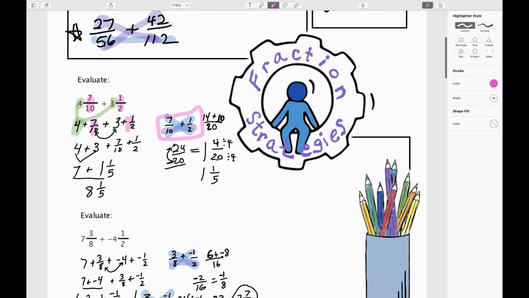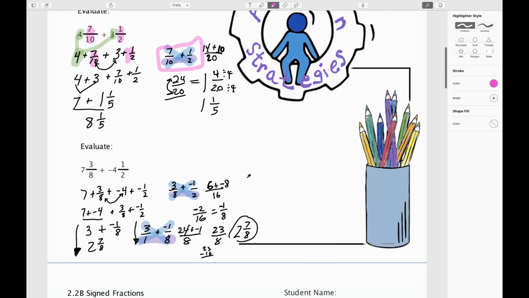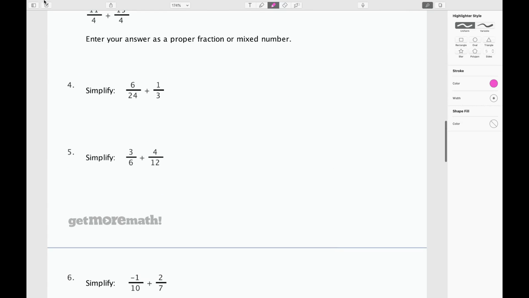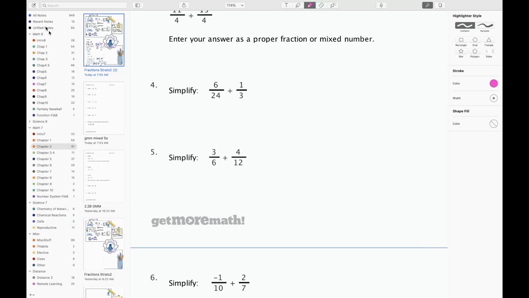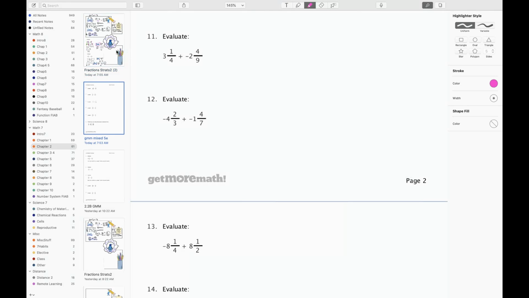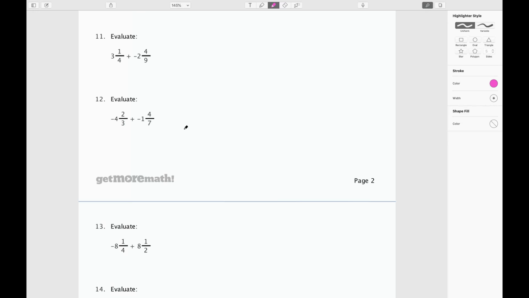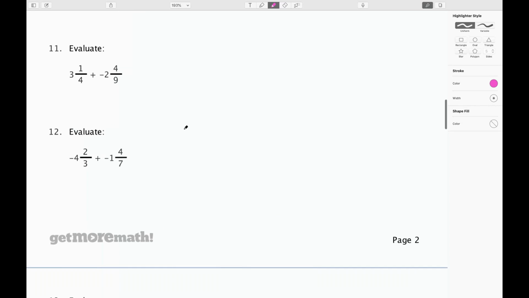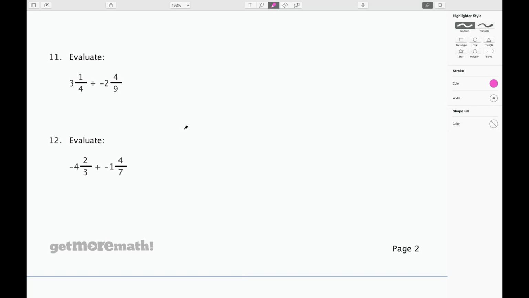Okay. So I'm going to do some examples of this. I'm going to scoot down here and do it on a different worksheet where we have more examples of this. So, all right, we have some mixed numbers. They're signed. Okay, so we're going to go ahead and just tackle these.